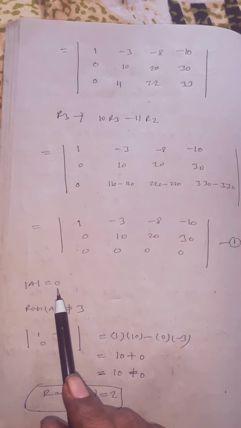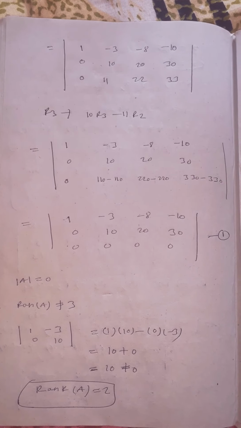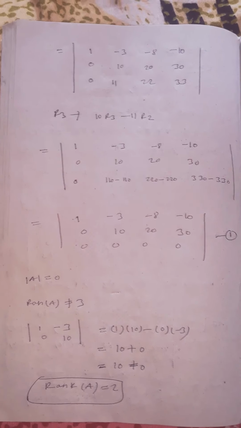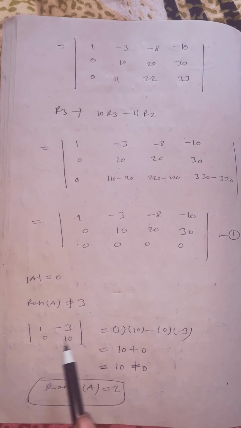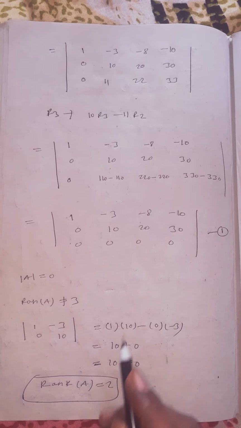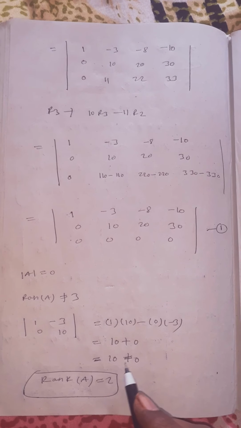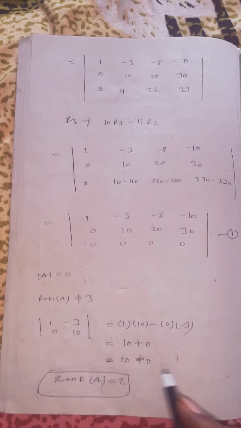Properties of determinants I have told before only. If either one row or column is 0, the determinant is 0. Rank of A is not equal to 3. So find a submatrix: 1, minus 3, 0, 10. So 1 into 10 minus 0 into minus 3. 1 times 10 is 10, minus into minus is plus 0. 10 plus 0 is 10, not equal to 0. Rank of A is equal to 2.